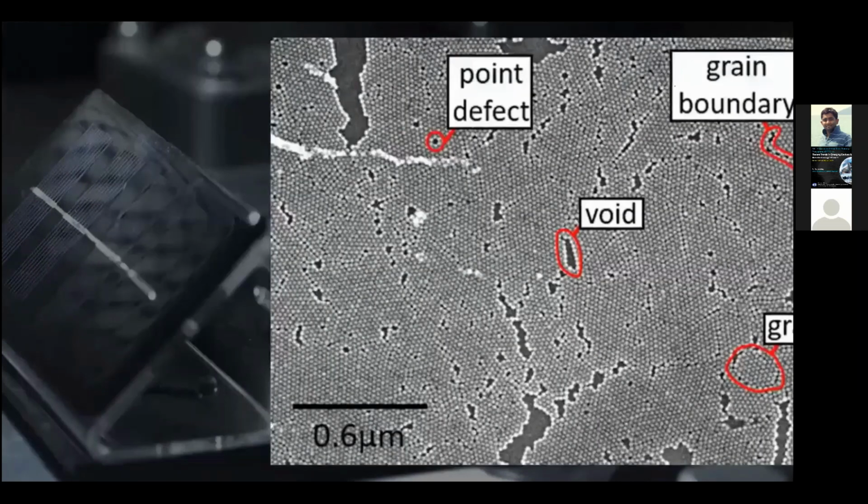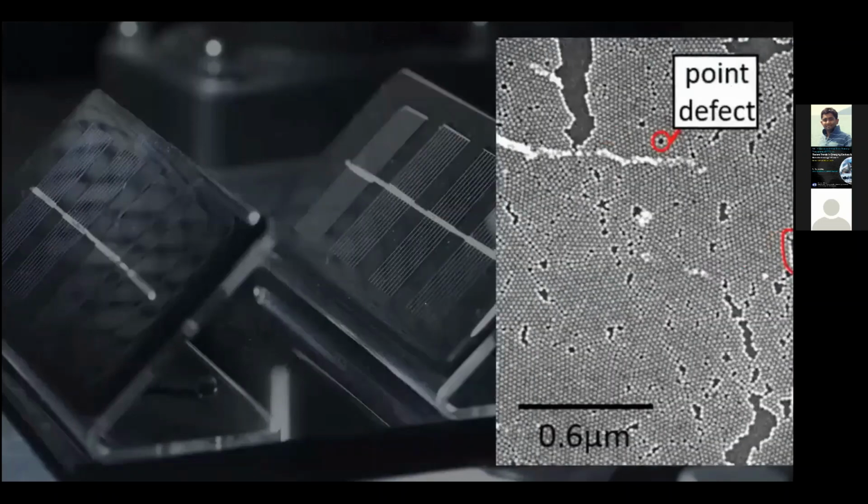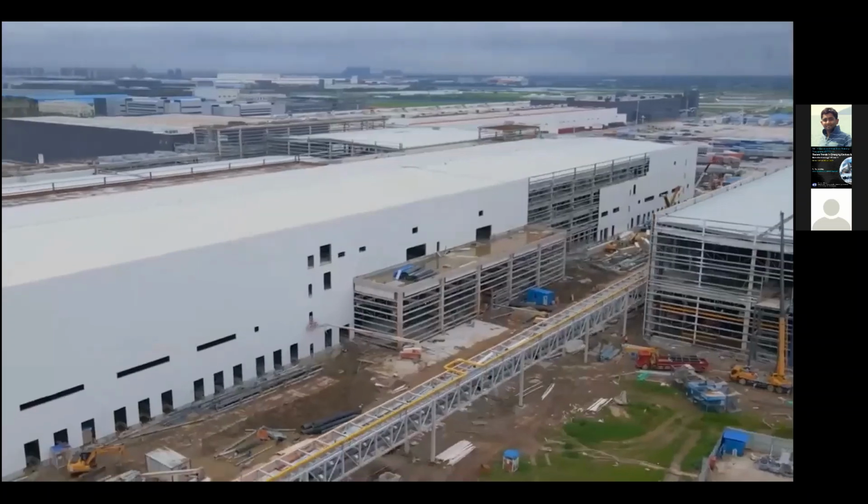In fact, it is estimated that it would take around 170 years to produce enough silicon solar cells to generate the energy required to power the Earth.